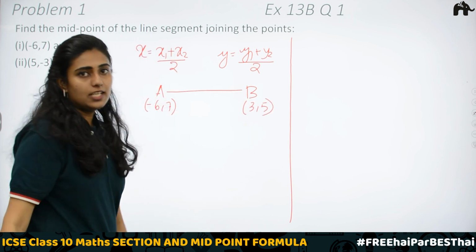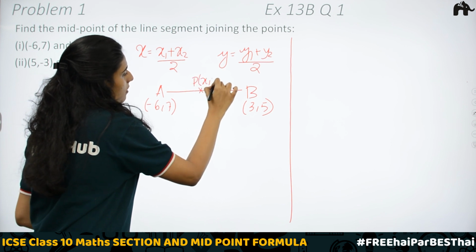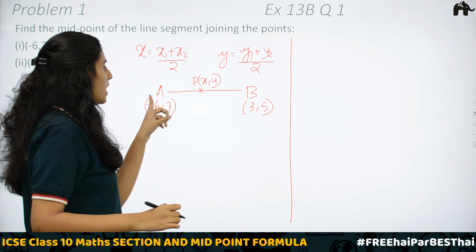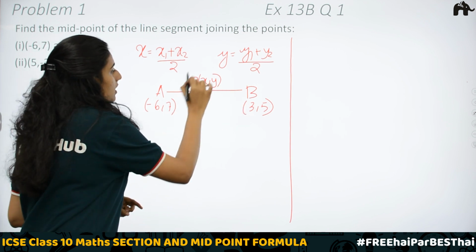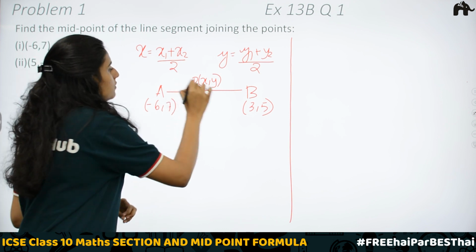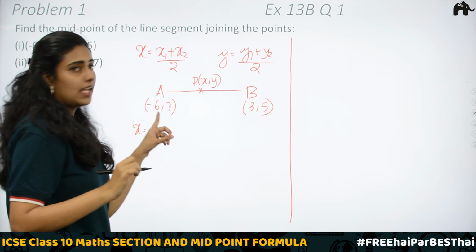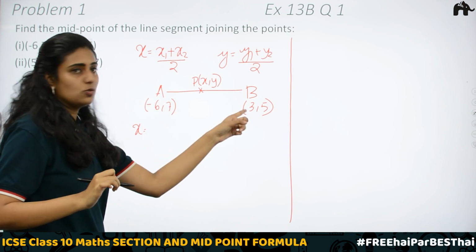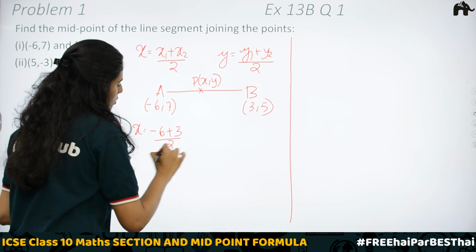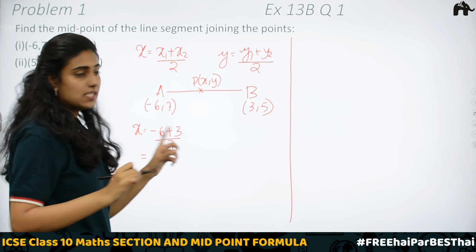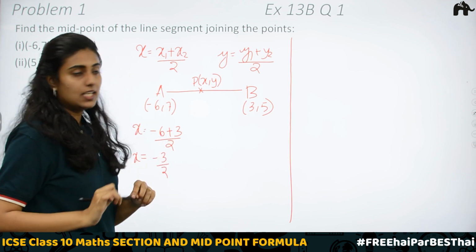This is a line joining A and B. Now we have a point P of coordinates (x, y), which is the midpoint of the line joining A and B. We are going to find the coordinates x and y of this midpoint P. What is x? X will be equal to, here x1 is -6 and x2 is 3. (-6 plus 3) divided by 2. That is equal to, -6 plus 3 is -3, divided by 2. X is equal to -3 by 2.